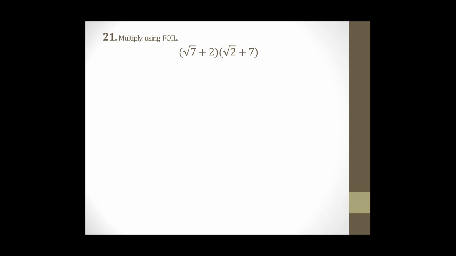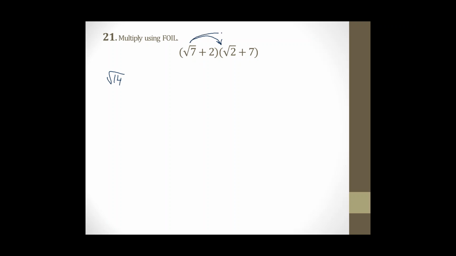So it says multiply using FOIL. That already gives us a little hint of what to do here. So we can use FOIL to simplify this problem. And FOIL works like that. You have to multiply the first times the first, then the outer, then the inner, and then the last times the last. But let's start with the first part. So the square root of 7 times the square root of 2. When you're multiplying radicals, you just multiply the numbers and keep them under the radical. So 7 times 2 is 14.